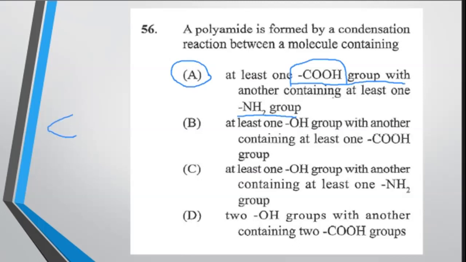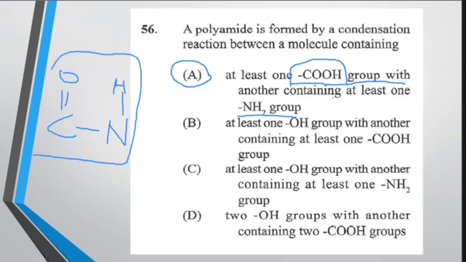This unit, C double bond O, NH, is going to be repeated over and over and over, making it an amide linkage. The hydrogen could be drawn on top or it could be drawn below. The oxygen could be drawn on top or it could be drawn below. It doesn't matter. It would be the same structure.